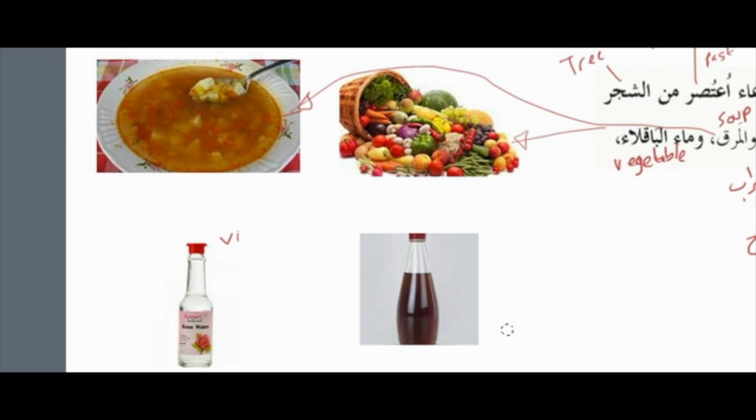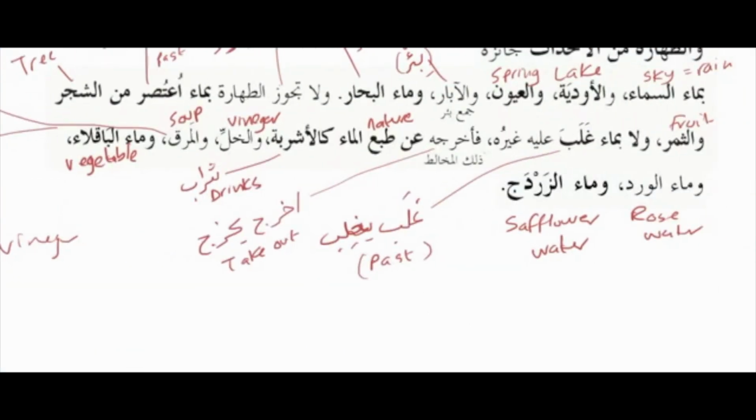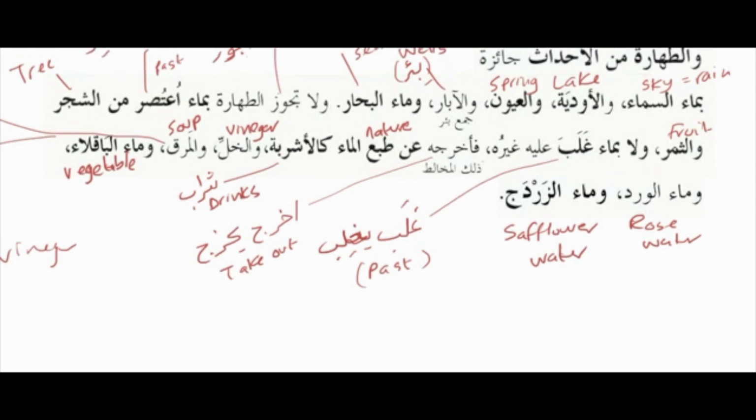It's not the vinegar. This is the vinegar. And here we have rose water. Okay, so these are things you can't do wudu with. All these things you can't do wudu with. Alright, so that's the explanation of the words.